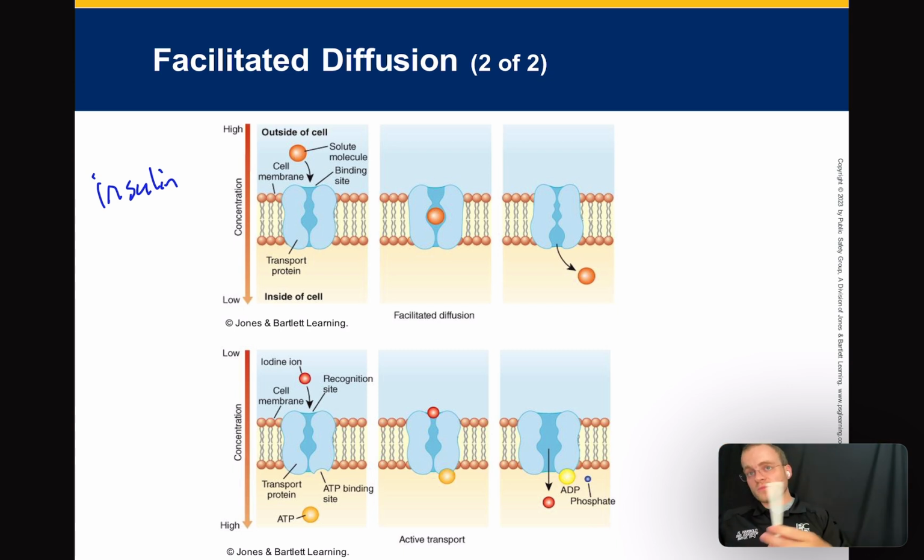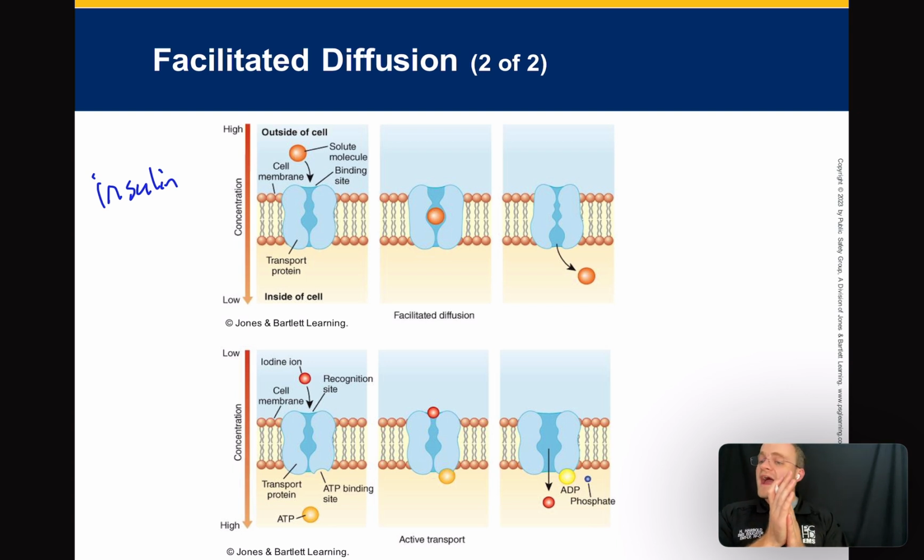Now, there's another form of transport, and this is called active transport. One way that they're giving an example of this, I don't want to use this example actually. I want to use my own. Actually, I will use this example and I'll give you an example here in a minute. They have an example of using iodine.